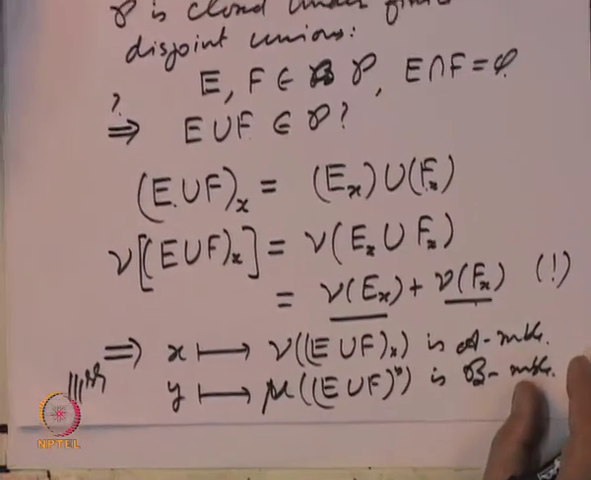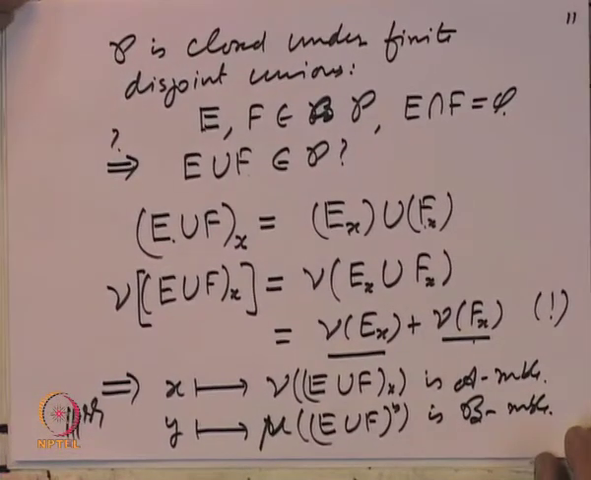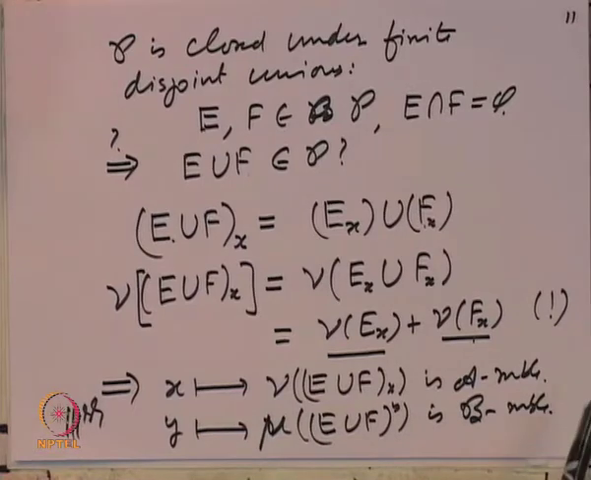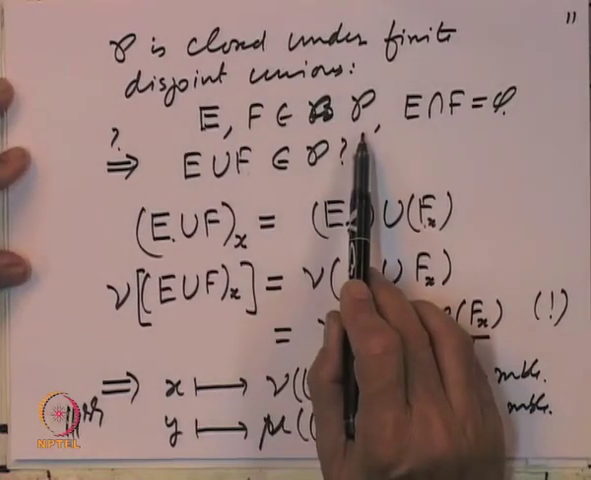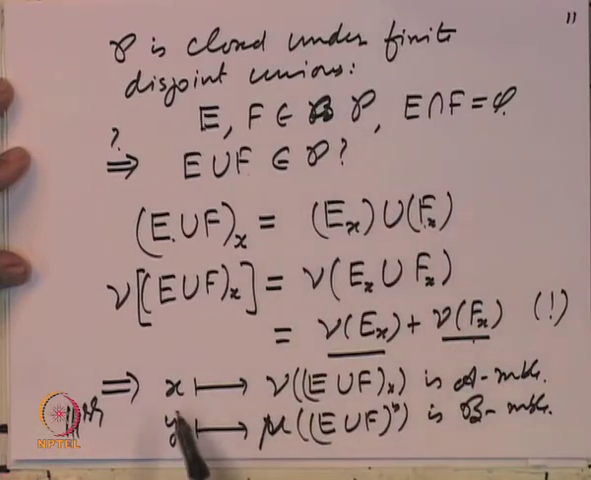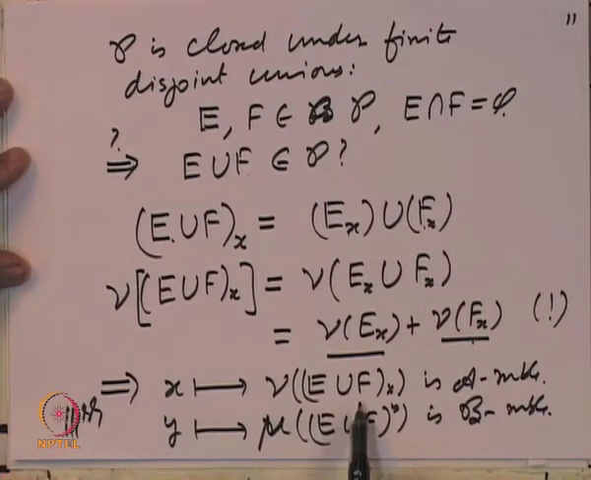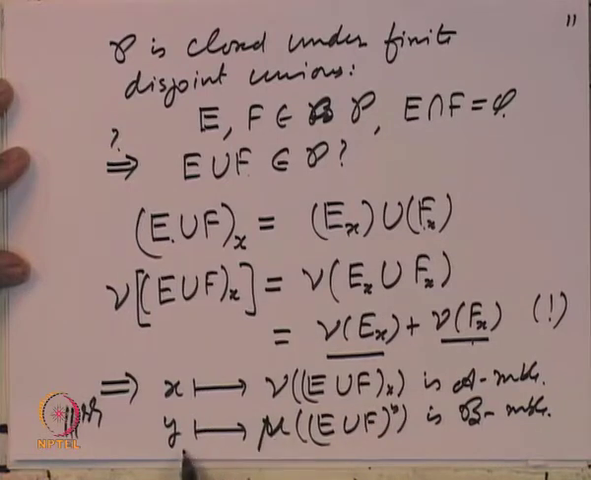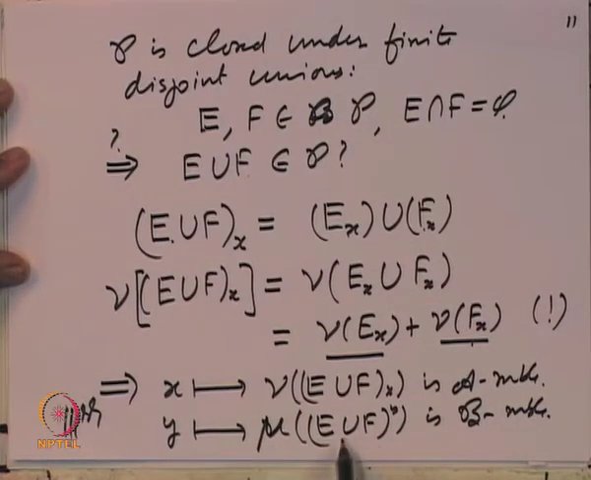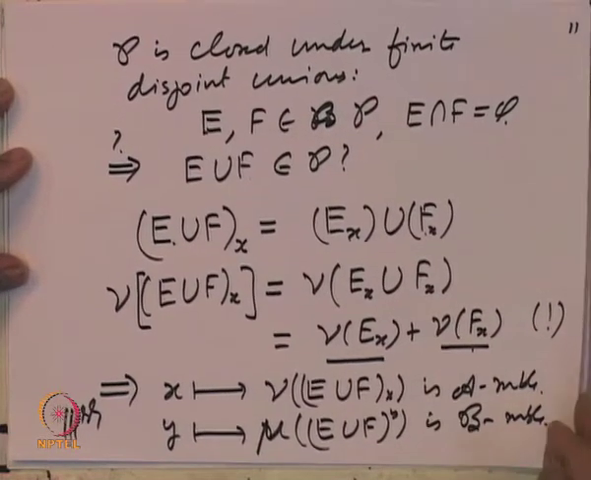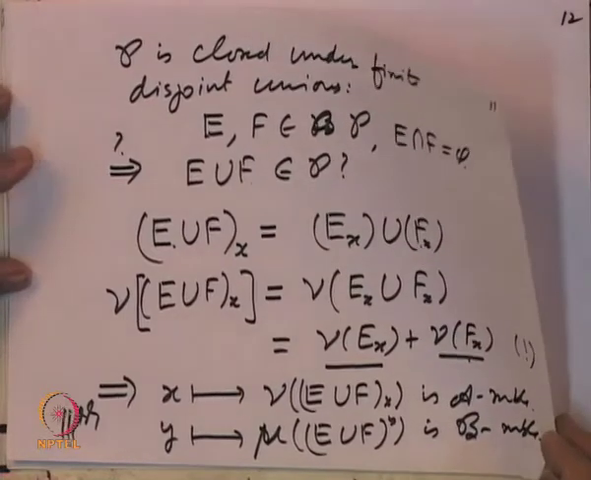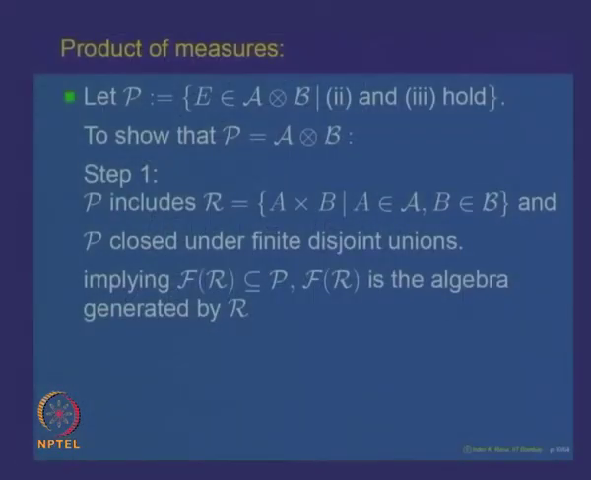So, to check that P is closed under finite disjoint unions, we have checked the first property, namely if E and F are two disjoint sets in P, then x going to nu of the section of E union F and y going to mu of the section of E union F at y are both respectively measurable functions. Now, let us check the next property, namely that the integral property is true for the union. So, for that what we want to do is the following. We want to integrate.